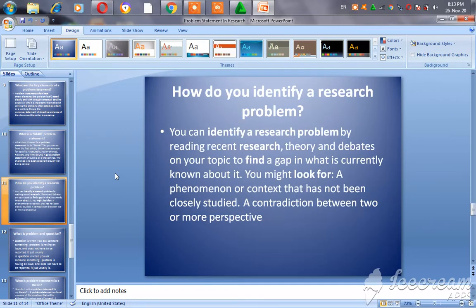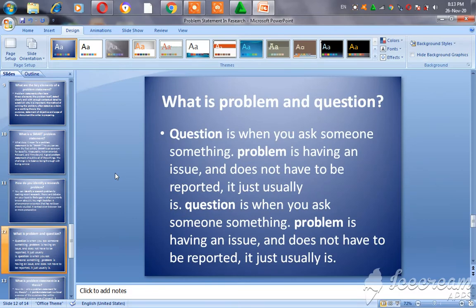How to identify a research problem? You can identify a research problem by reading research theories and debates on your topic. To find a gap in what is currently known about it, you must look for a phenomenon or context that has not been closely studied, or a contradiction between 2 or more perspectives. What's the difference between a problem and a question? A question is when you ask someone something, while a problem is an issue and does not have to be interpreted.